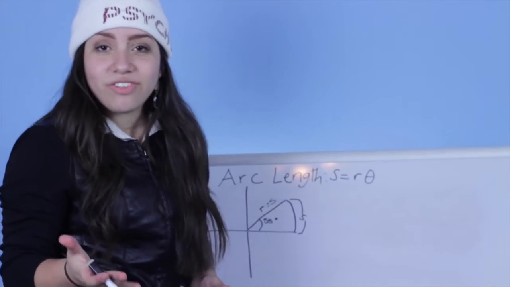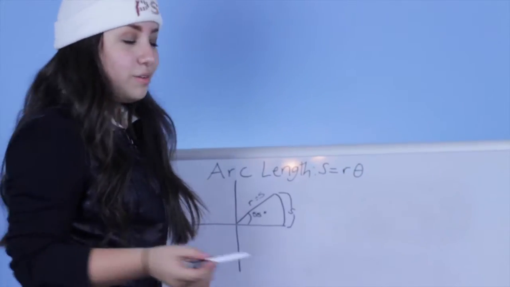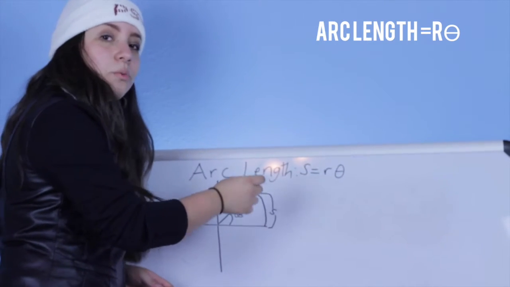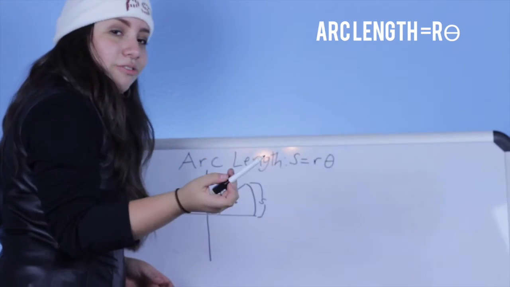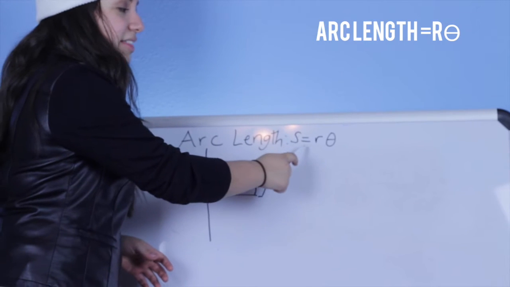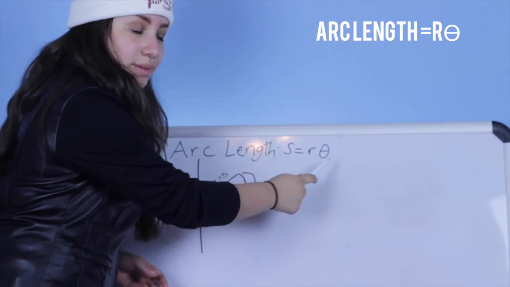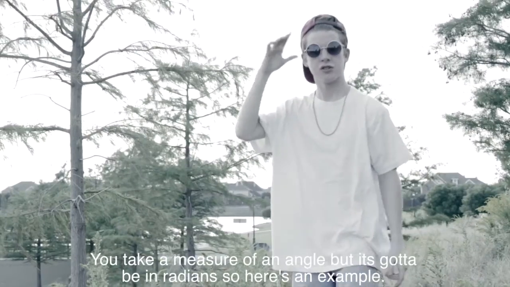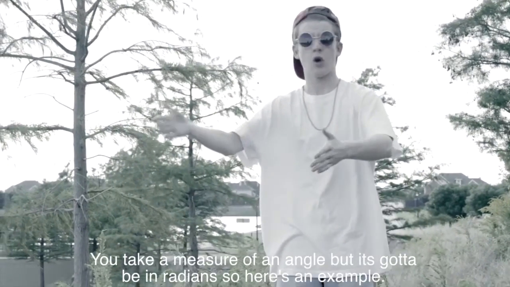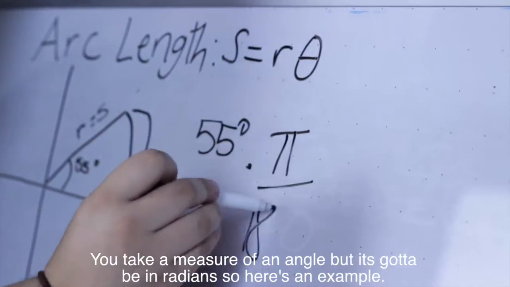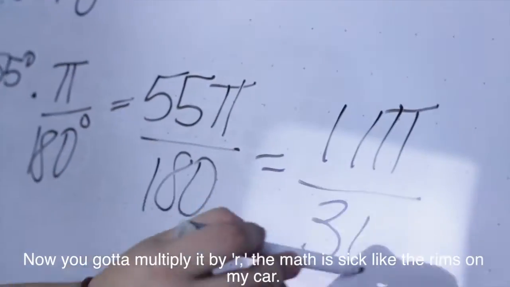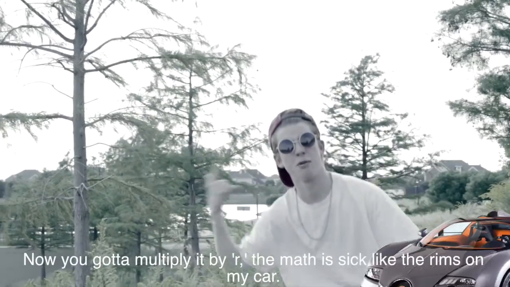So if we're trying to find the arc length of an angle, which is going to be S, this portion right here, what you're going to do is follow a simple formula: arc length is equal to radius times theta. Theta is going to be the angle. You take a measure of an angle, but it's got to be in radians, so here's an example. Now you gotta multiply it by r.